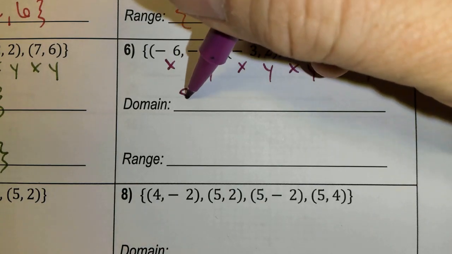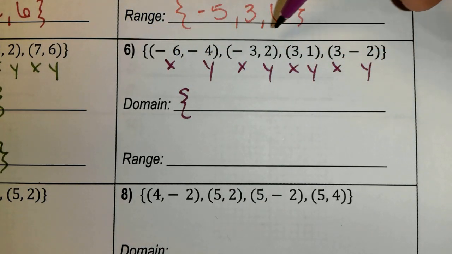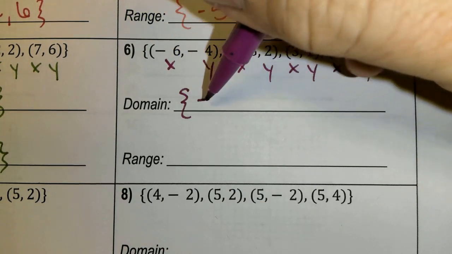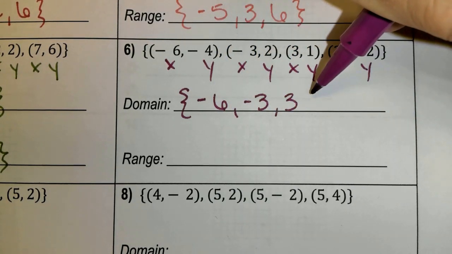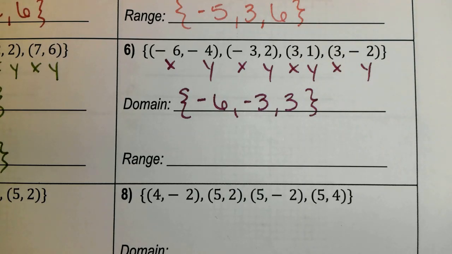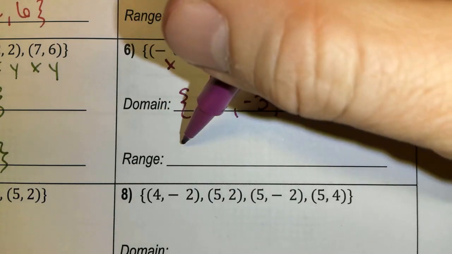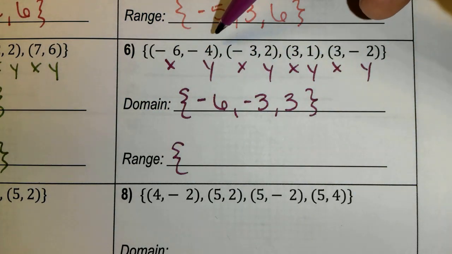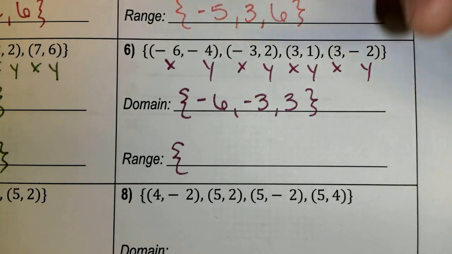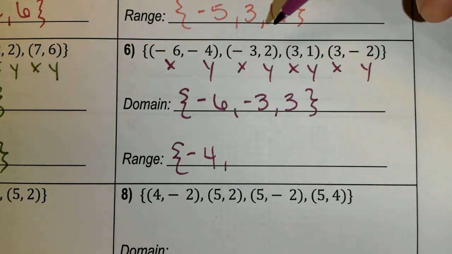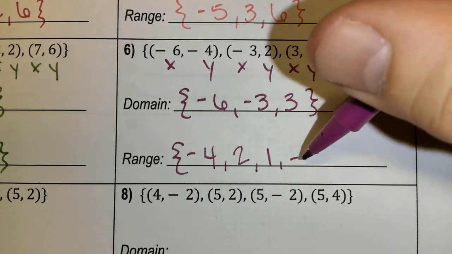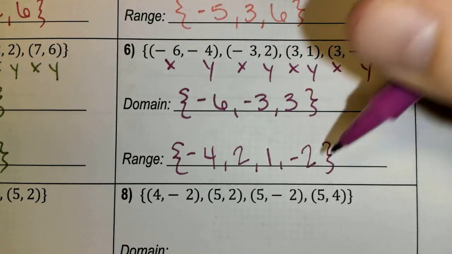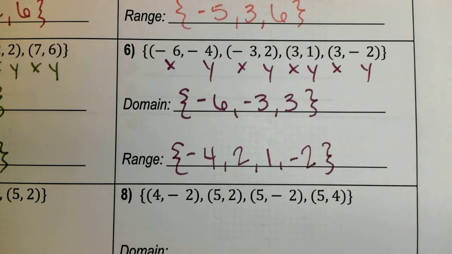Alright, so domain, -6, -3, 3, 3. So I have -6, -3, and 3. And I'm done. Range, -4, 2, 1, negative. Okay, none of those repeat. So -4, 2, 1, and -2. That's it.